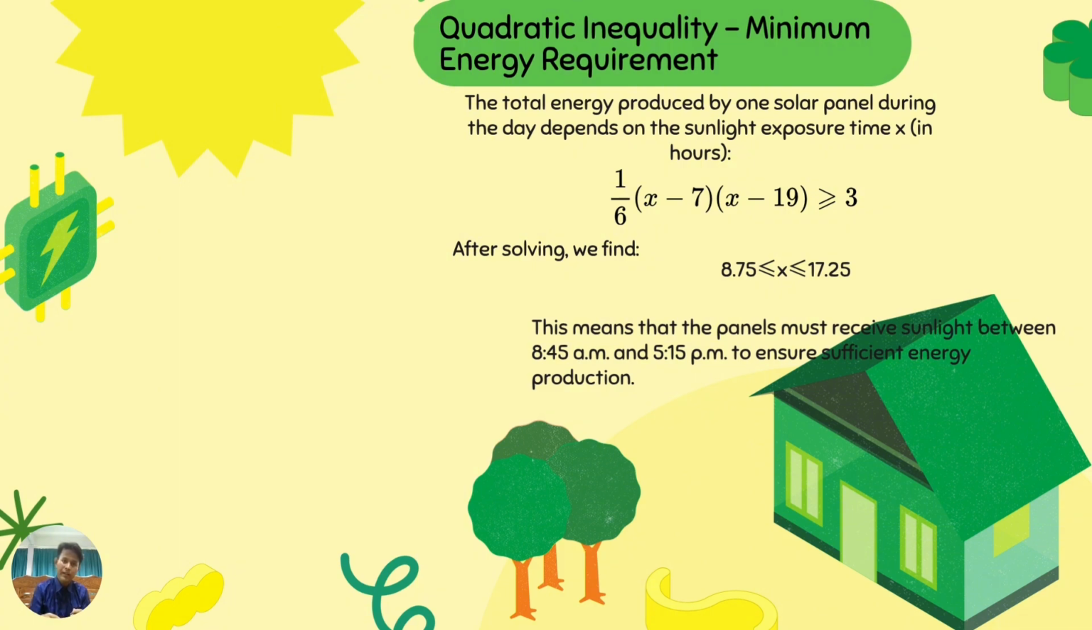After solving, we find that X is between 8.75 and 17.25. This means that the panel must receive sunlight between 8:45 a.m. and 5:80 p.m. to ensure sufficient energy production. During this interval, the energy output steadily rises in the morning, peaks around midday, and decreases in the late afternoon.